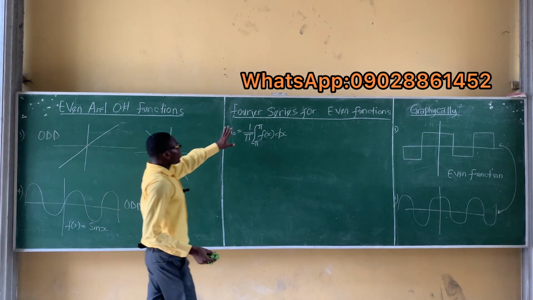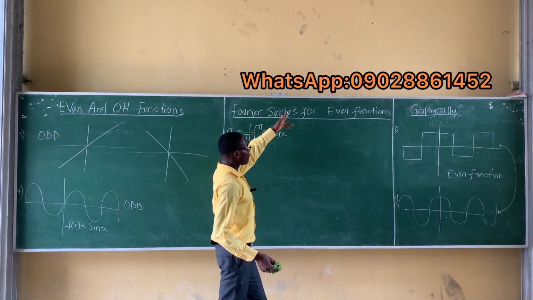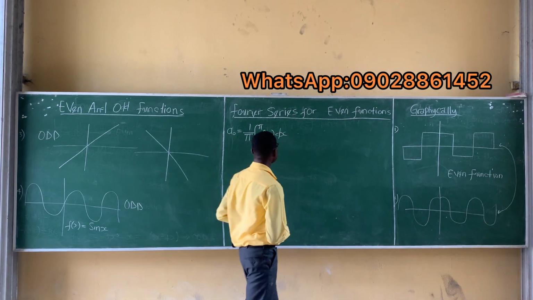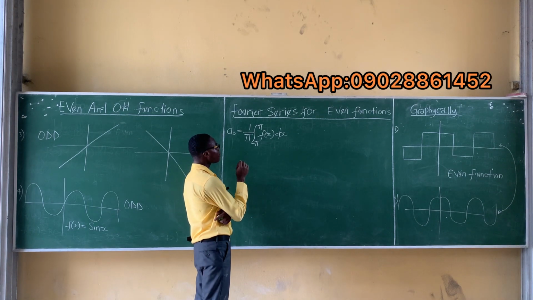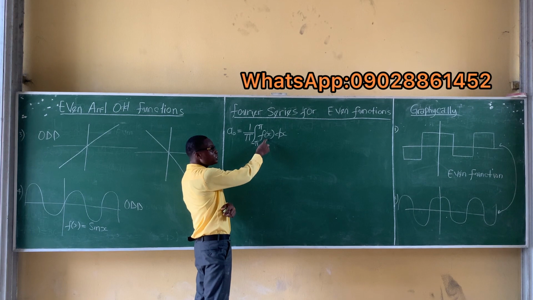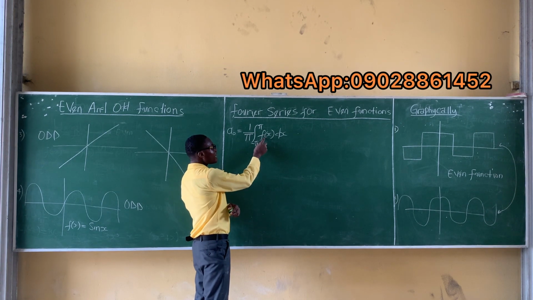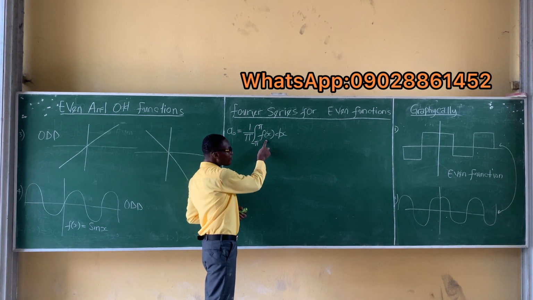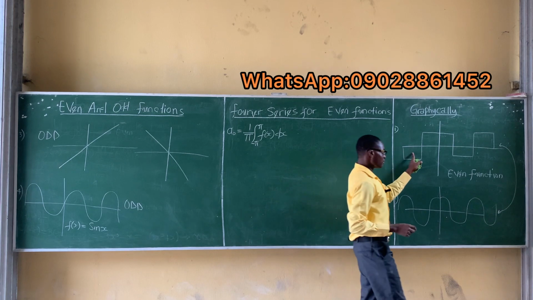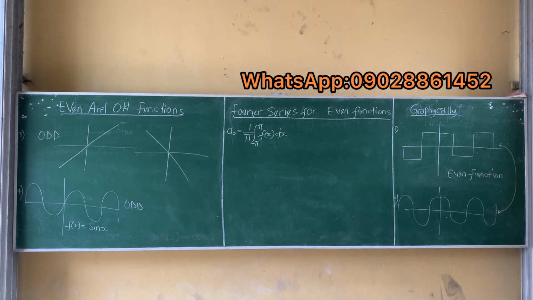Now, we are talking about Fourier series for even functions. It means that f of x, which is the function, is even. So if f of x is even, let's come back to this graph here. Let's use this.